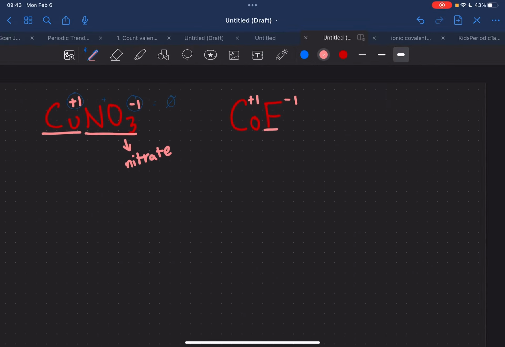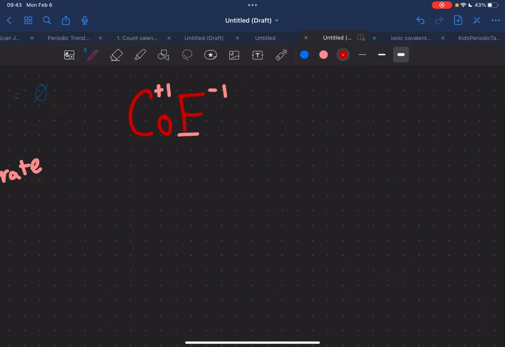Let's do another one. Let's try NiSO4. Ni is nickel. Look on your polyatomic ion sheet, wherever you have that, look for SO4. You can get the name and the charge. Okay, so SO4 has a -2 charge. This is a sulfate ion.